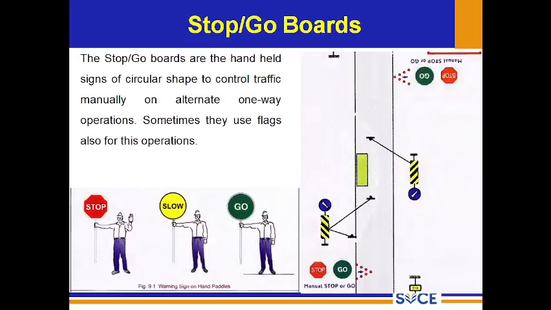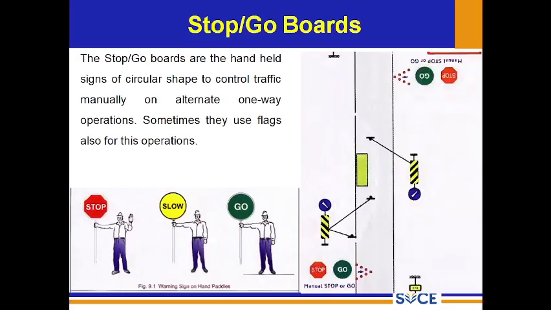Stop and go boards. This type of arrangement is made where you want to operate two-way traffic in a single lane. Traffic in one direction we need to stop, and the opposite direction is opened. After some time they close the opposite side and open the existing side. Likewise, employing humans with the stop and go signboards, we can do this kind of operation at a construction site. It's very common in construction sites.